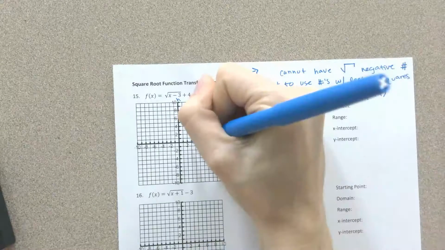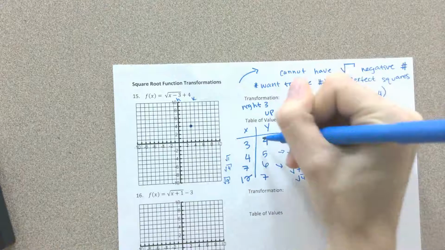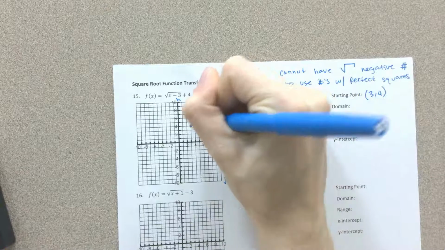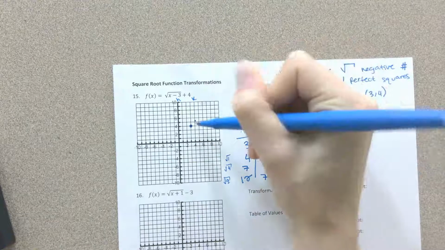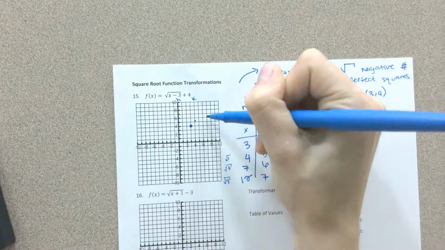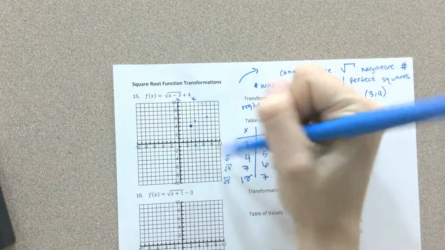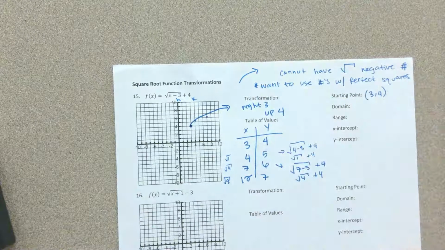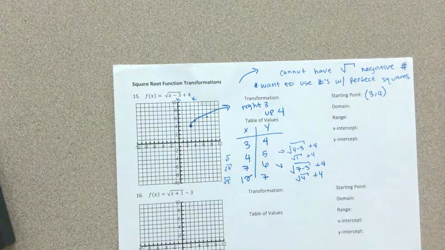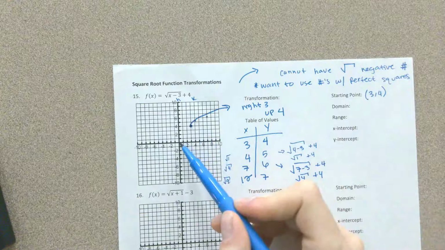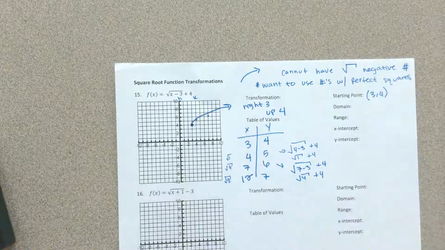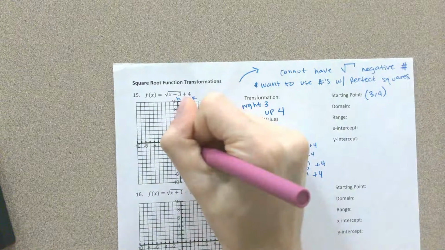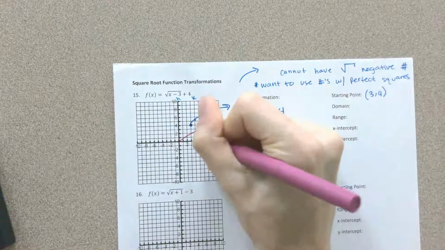So plotting that, I go over 3, up 4, that's my vertex, and I have 4, 5, and then I have 7, 6, and 12, 7, somewhere up there. And that's what it looks like versus the parent graph that starts here. So this is what my parent graph looks like.